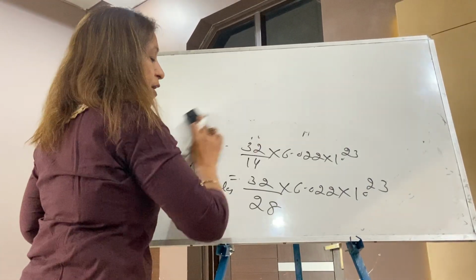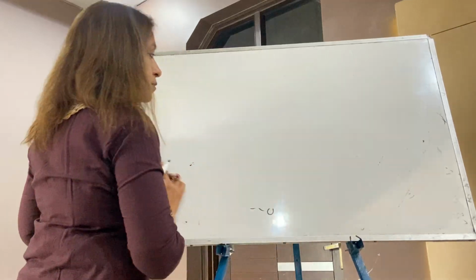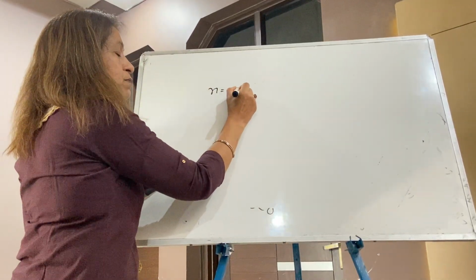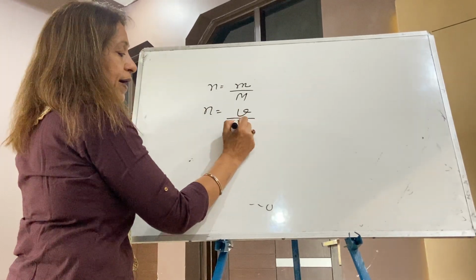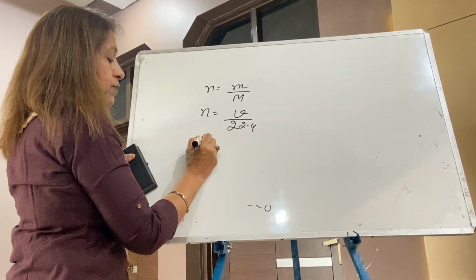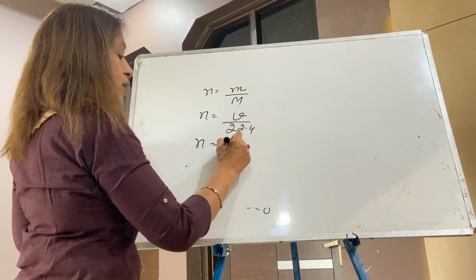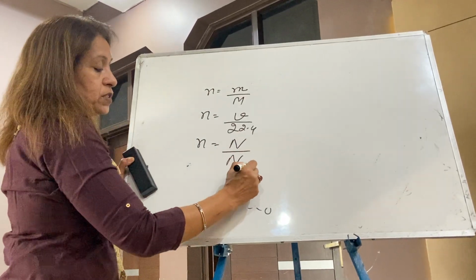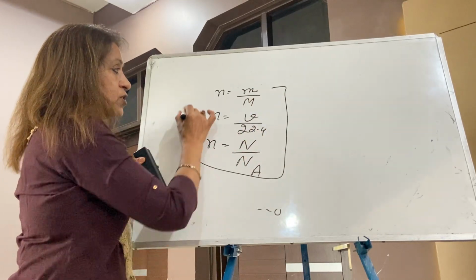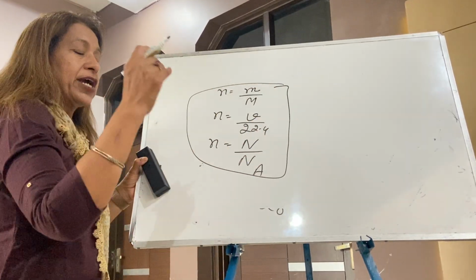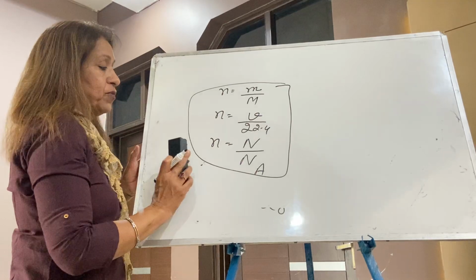So these are the 3 formulas we utilized. n is equal to small m by capital M. n is equal to volume by 22.4 liters. n is equal to capital N by Avogadro's number. Only these 3 formulas are there. With the help of these 3 formulas, you can calculate any of the typical numericals from this.